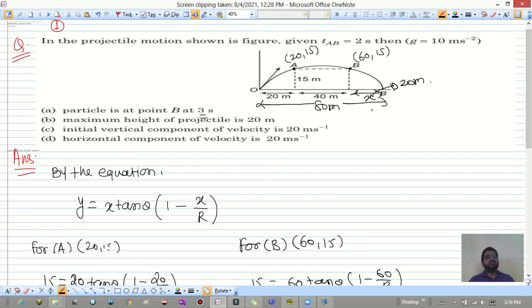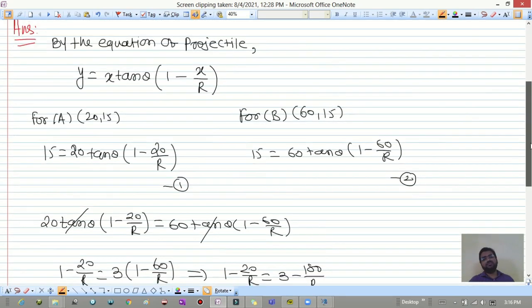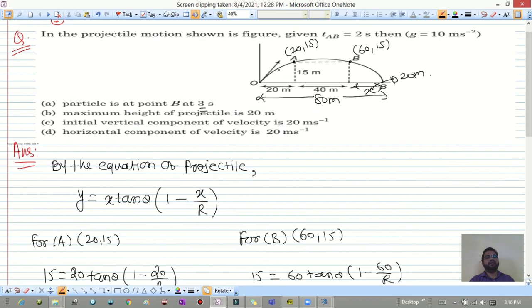Now once we got this 20 meter, then can we calculate the initial velocity? Yes. By using what formula? By using same thing over here, range formula. Now what is that range formula which we have? Range R is equal to 80 is equal to u squared sine 2 theta divided by g, right? Now for this we require the theta value.